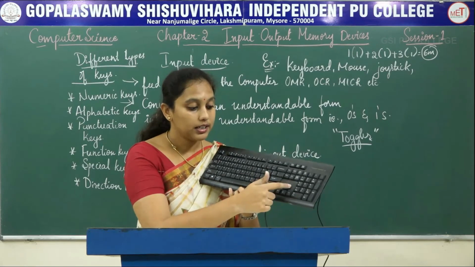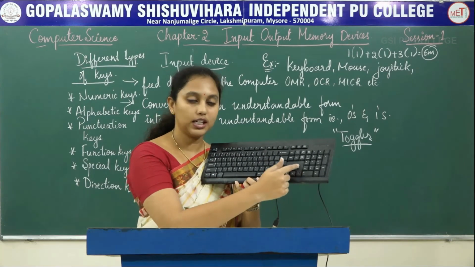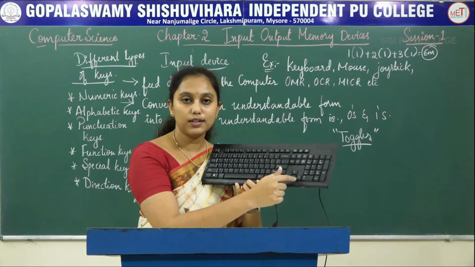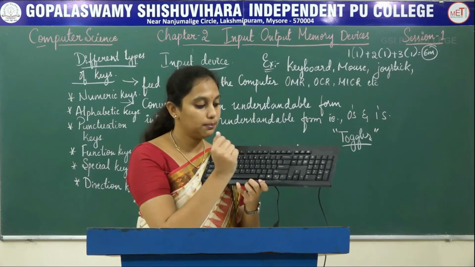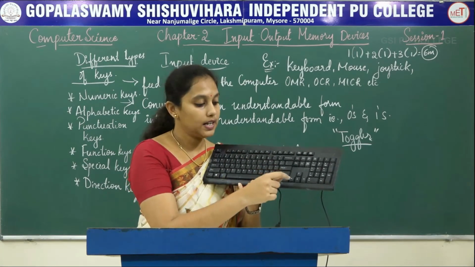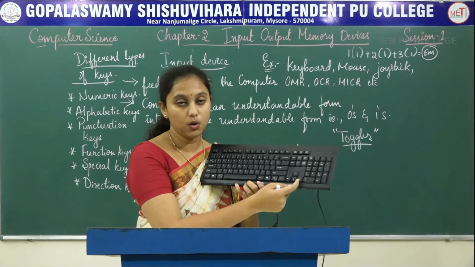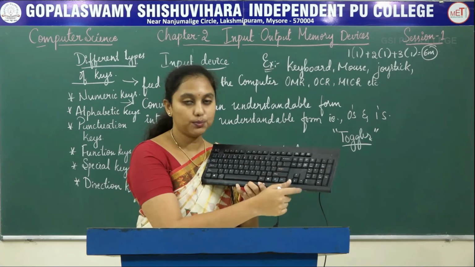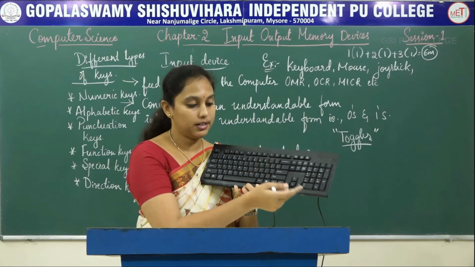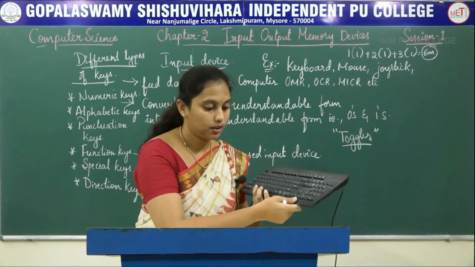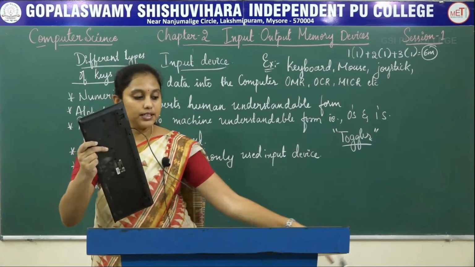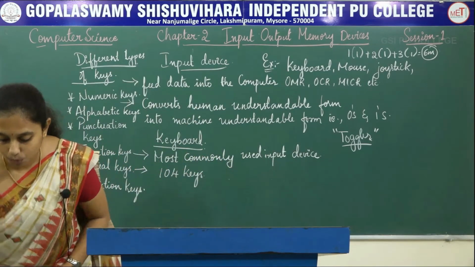And next is direction keys. So these are all the direction keys, which are also known as arrow keys on the keyboard. There are 4 keys: up arrow, down arrow, left arrow as well as right arrow. These keys are used to move the cursor left, right, up or down. Next is the different types of keyboard.